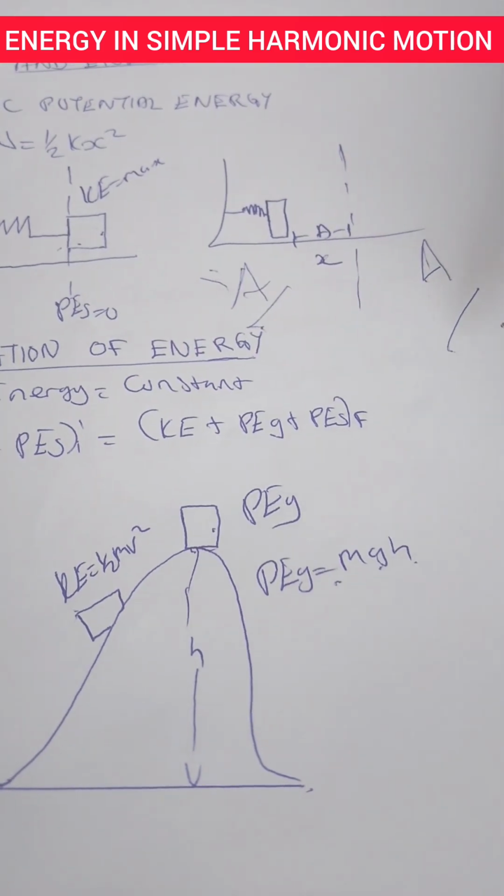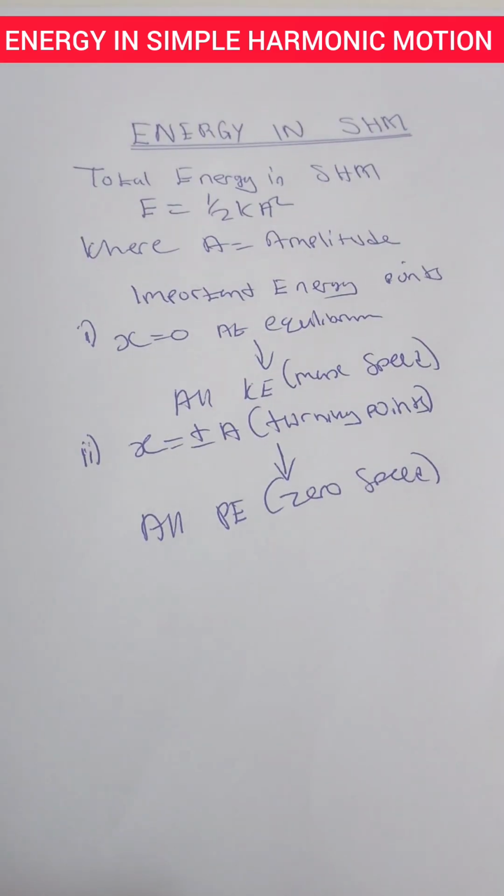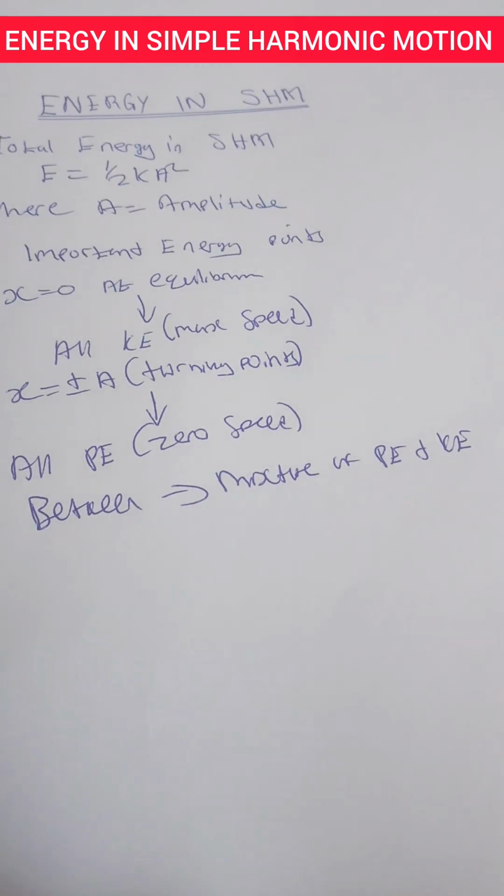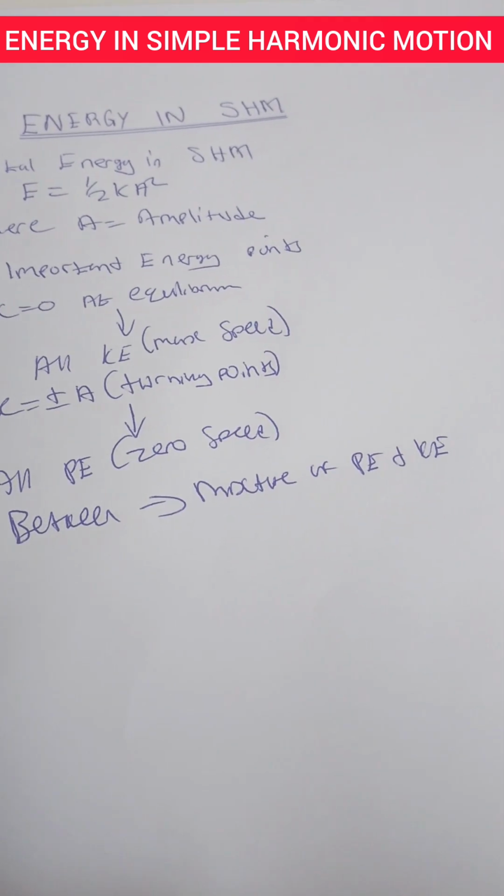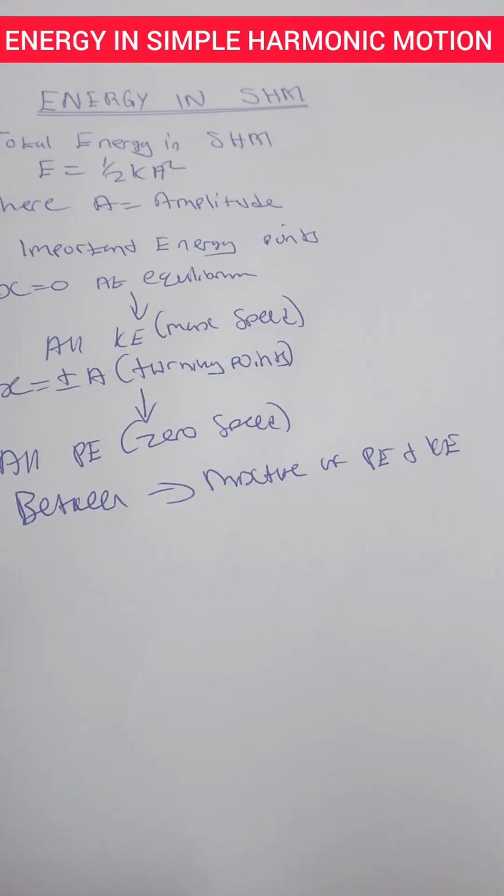Now the last point is in between, when it is not at the end point or at equilibrium. So there is a mixture of kinetic energy and potential energy. That's the third one. Because of the same thing, we are going to come up with the formula of energy at any position, which is coming from the same statement that in between there is a mixture of kinetic energy and potential energy. So energy at any position is found by energy equals kinetic energy plus potential energy.